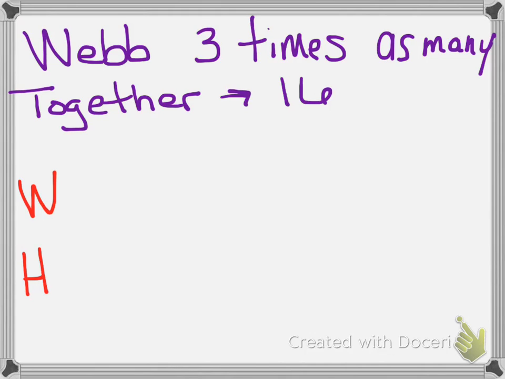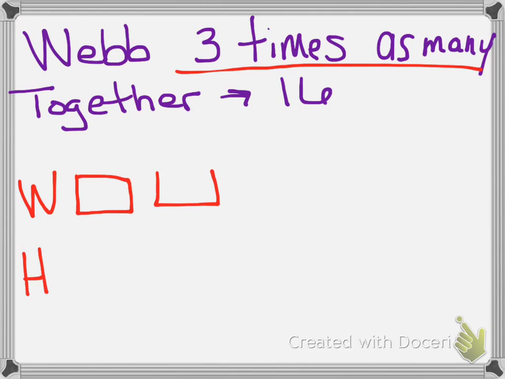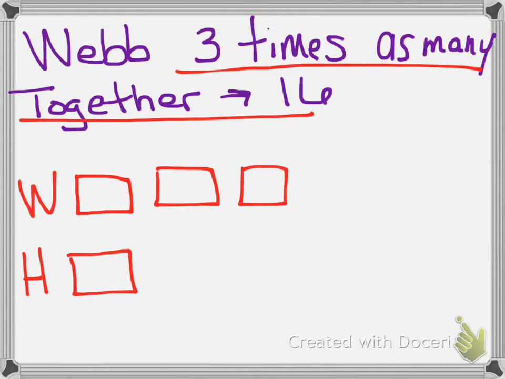And we know that Mrs. Webb has 3 times as many students as I do. So Mrs. Webb is going to get 3 boxes. And so then automatically I only get 1. And then I asked the students, well, what other information do they tell us? Well, they said together they have 16 students. Well, together means that that's how much we have all together here.